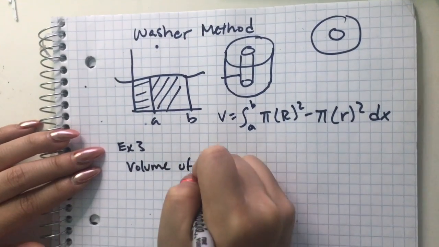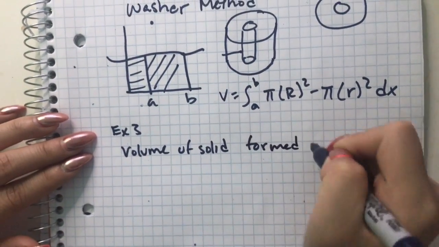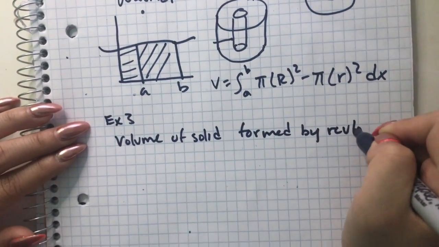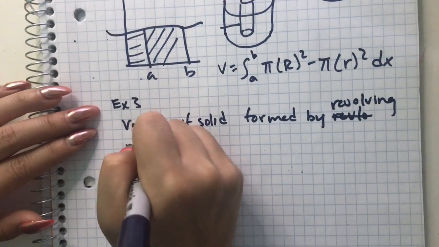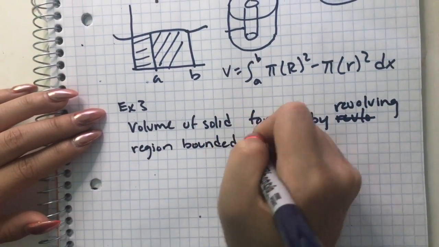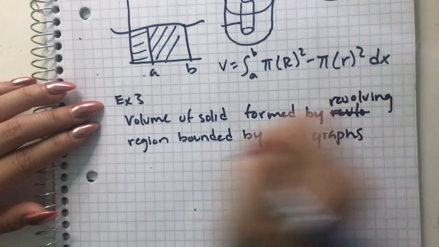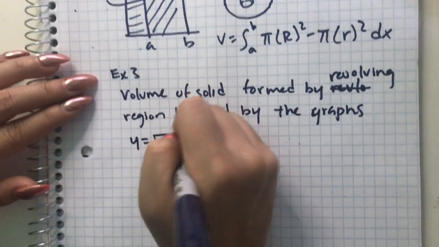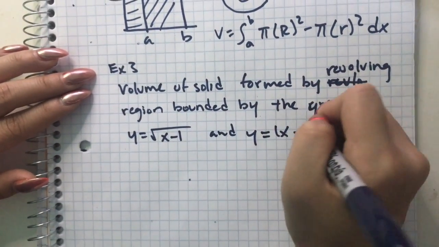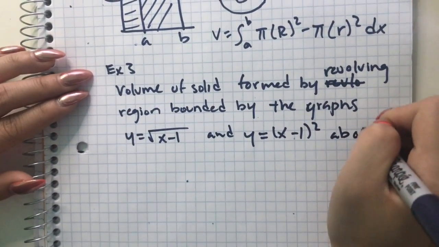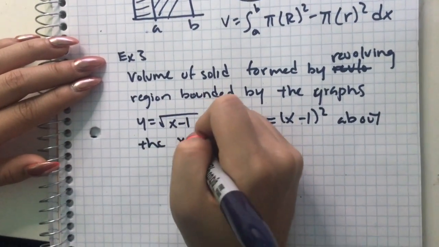Find the volume of the solid formed by revolving the region bounded by the graphs y equals square root of x minus 1 and y equals (x minus 1) squared about the x-axis.